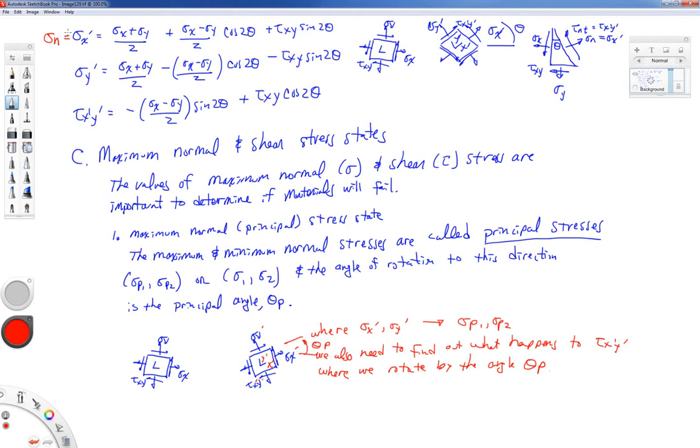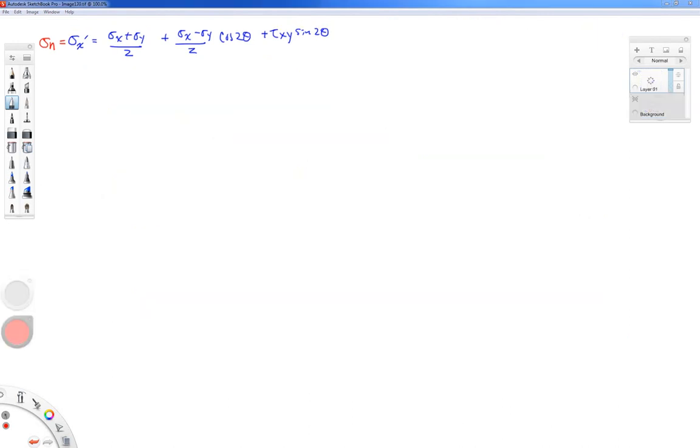All right, so let's make a new page. All right, so there's my equation for sigma n.